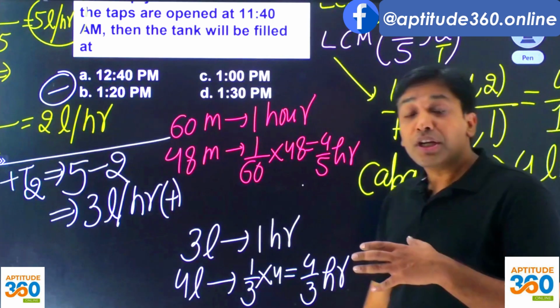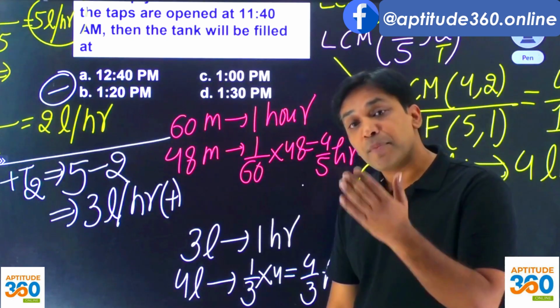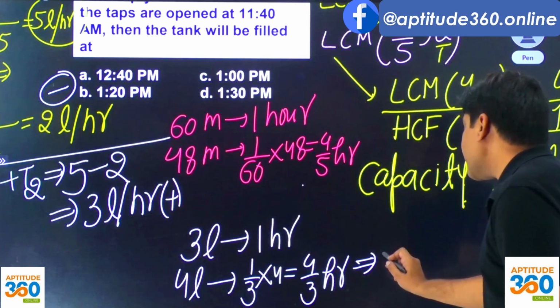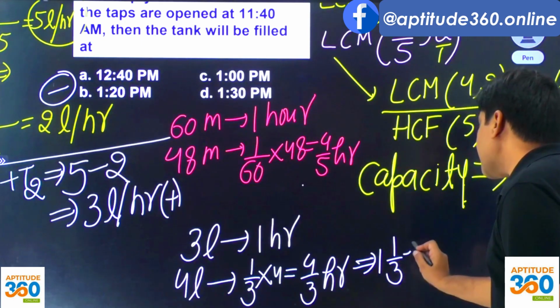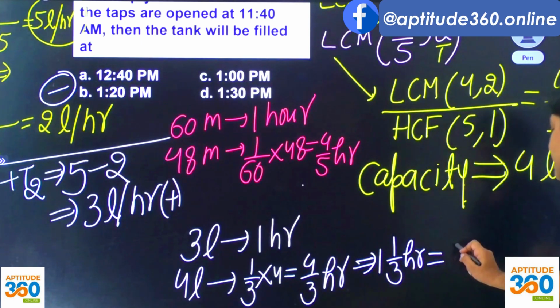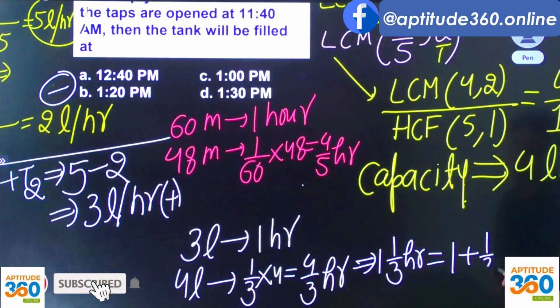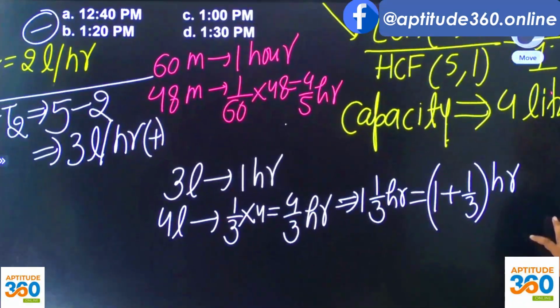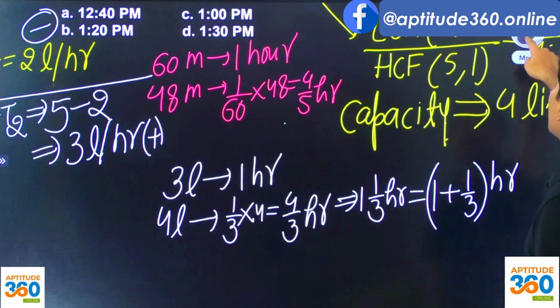Now 4 by 3 hours को इसको कन्वर्ट कैसे करेंगे मिनट एंड आवर में? It's pretty simple. Now can you write this as 1 by 3 hours? Or you can also write this as what? 1 plus 1 by 3 hours. अब इस 1 by 3 hours को आपको मिनट में कन्वर्ट करना है. 1 by 3 hours को जैसे आप मिनट में कन्वर्ट कर लोगे आपका आंसर आ जाएगा.